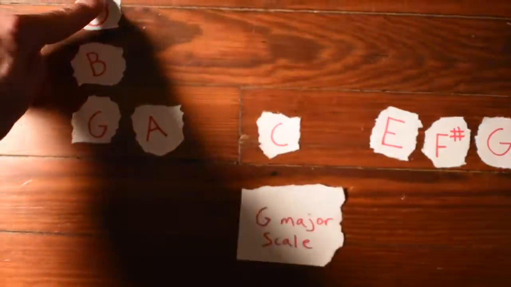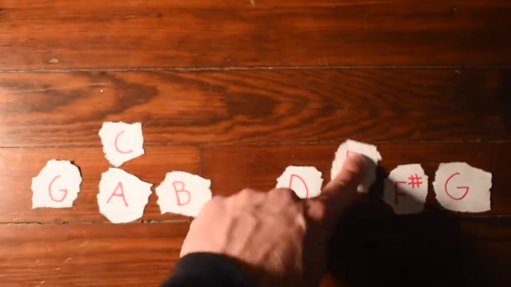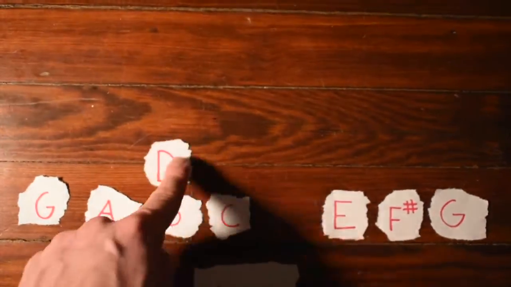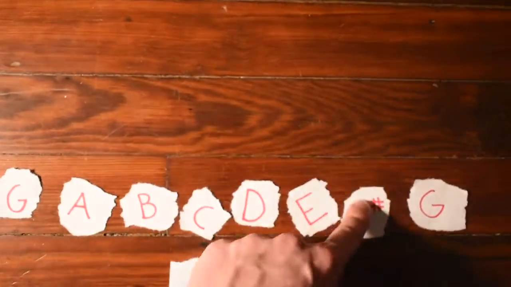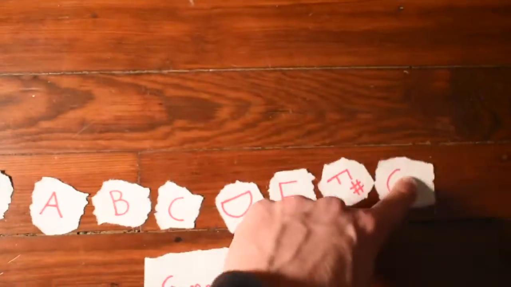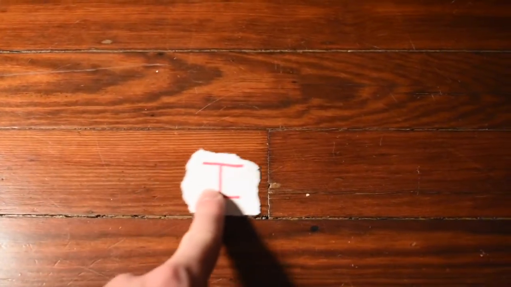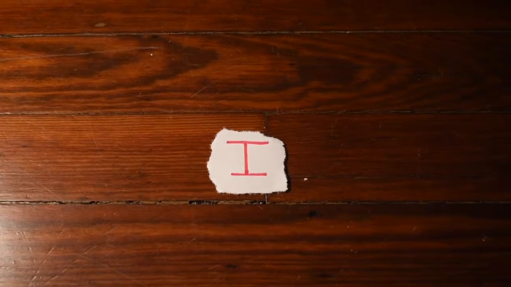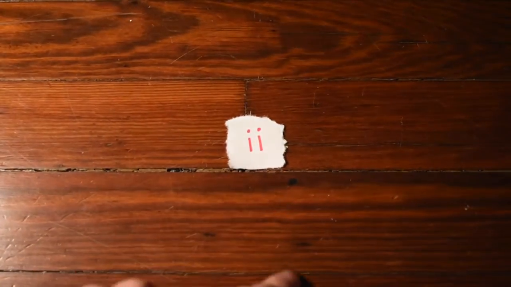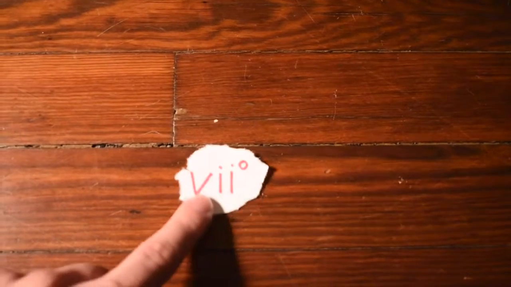Now, if we take each scale degree and build a chord on top of it using only the other notes in this scale, a pattern begins to form. The chord built off of the first scale degree, or the 1 chord, is obviously major. The 2 chord is minor, which is indicated with lowercase notation. The 3 chord will also be minor. The 4 chord major, the 5 chord major, the 6 chord minor, and the 7 chord diminished.